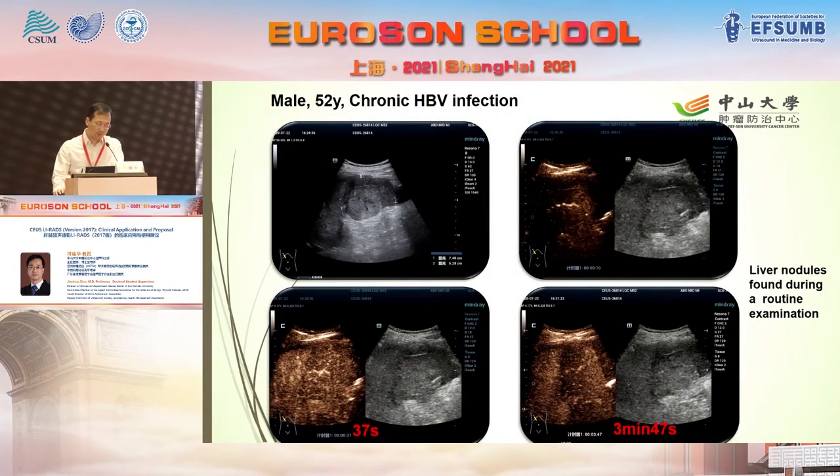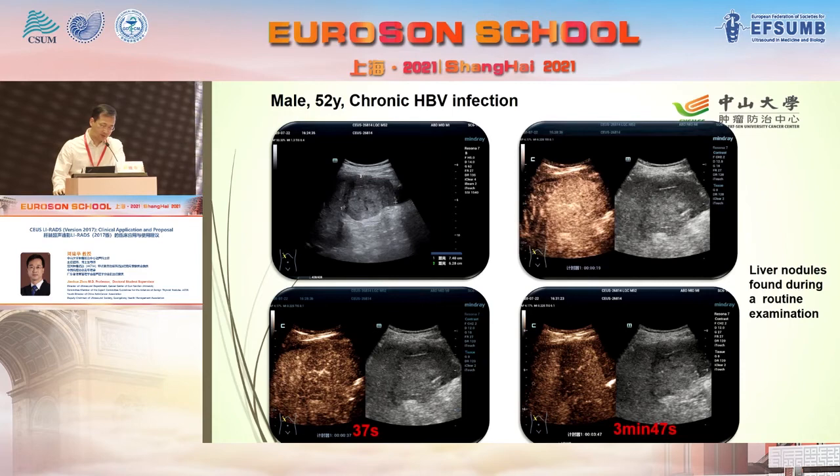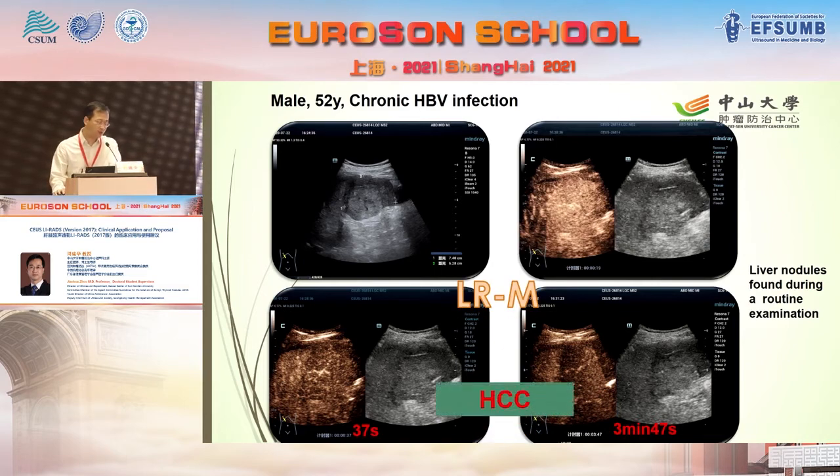Here is an example of a hypoechoic lesion. The lesion shows homogeneous hyperenhancement in the arterial phase, but early washout at 13.7 seconds was found for this lesion. But marked washout was found only at 3 minutes and 14.7 seconds. The lesion could be classified as LR-M, but it was confirmed to be an HCC lesion.